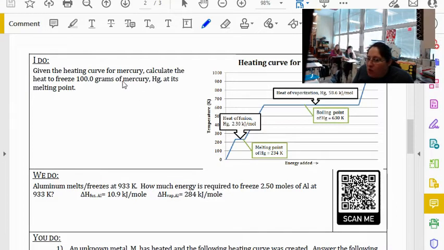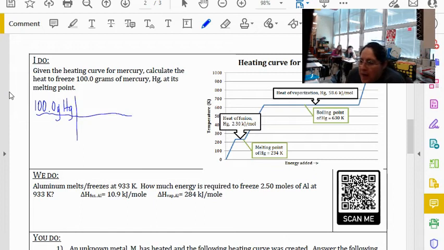But they've given us our mercury in grams. So what we need to do is we need to start with what we're given. We're given 100 grams of mercury. Hg, baby. I need to get those grams into moles. Okay, so you got to get the molar mass. And then once I do that, I can figure out, okay, I've got this many kilojoules per mole.